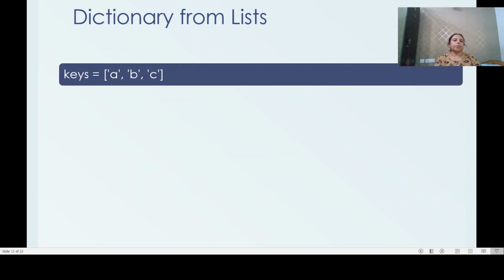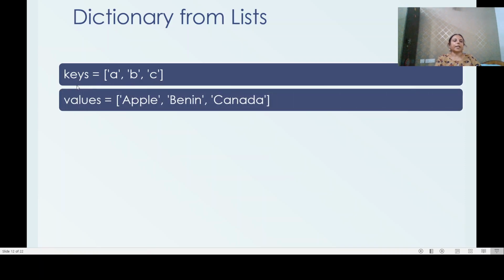Now we can also create a dictionary from a list. How do you create a dictionary from a list? You represent the keys as a separate list and the values as a separate list. Now I want to merge these two, like A should be associated with Apple, B should be Benin, and C should be Canada.